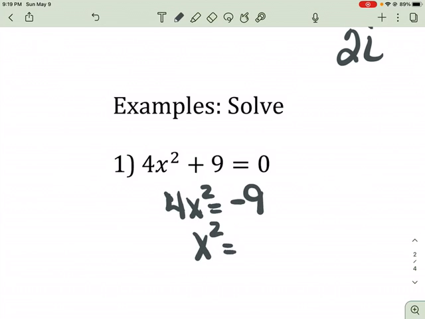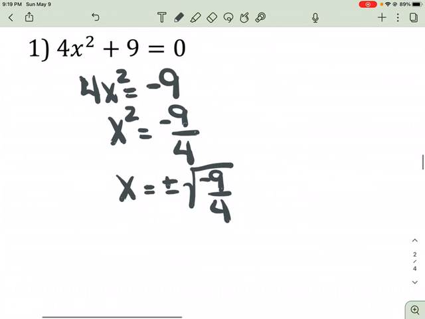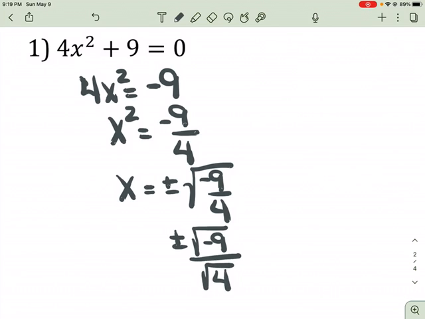Divide by 4. Square root both sides. Okay, so now we have -9 over 4. Don't forget we can split our square roots: the square root of -9 over the square root of 4.